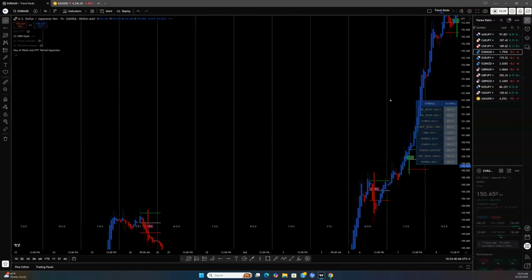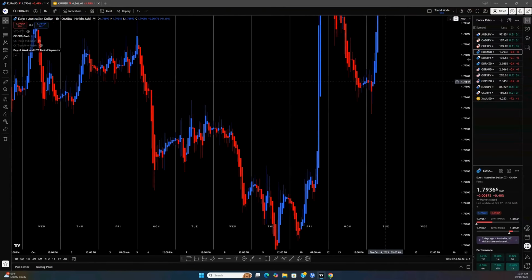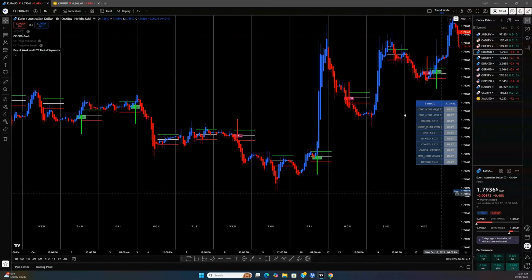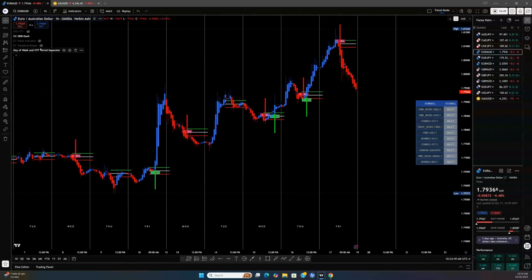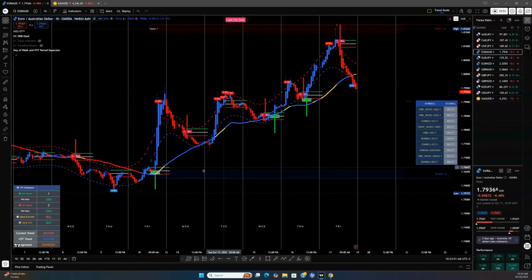Let's go to Euro AUD real quick. This is how we use it. Turn on the cheat code. You can see that we're obviously bullish Monday. Okay, Monday it gave us a breakout to the downside on Euro AUD, so we wouldn't have taken that trade because this is a counter trend trade.